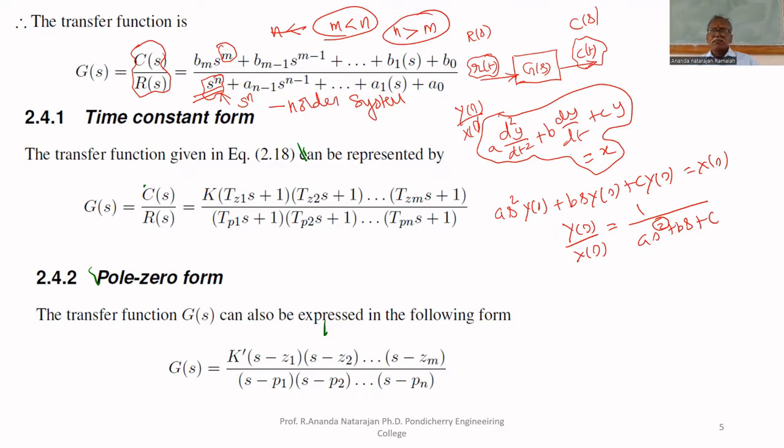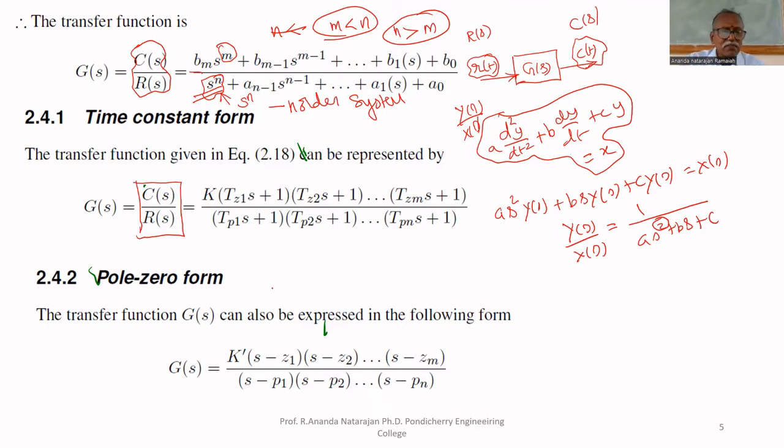All physically realizable systems, the denominator degree will be higher than numerator degree. N always greater than m. Then only it is physically realizable. Otherwise, it may not be physically realizable system. If a physical system is available, definitely its mathematical model will have denominator degree higher than numerator degree.